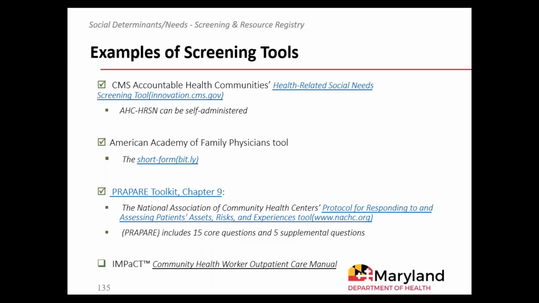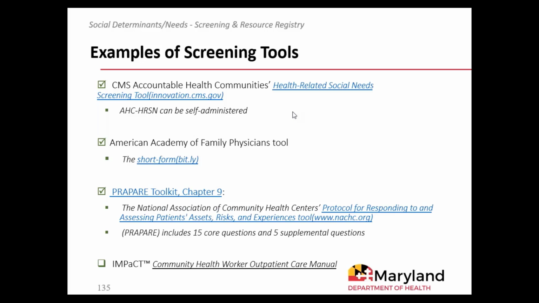Okay, and listed here are some examples of screening tools that we use to identify and address social barriers. So the first screening tool that's listed here is the CMS Health-Related Social Needs Tool. This is an assessment that is comprised of 14 questions ranging from family and community support to food and transportation access. The next screening tool that we have listed here is the American Academy of Family Physicians tool. This is an assessment that community health workers use that is comprised of 15 questions and aimed at 5 core health-related social needs.